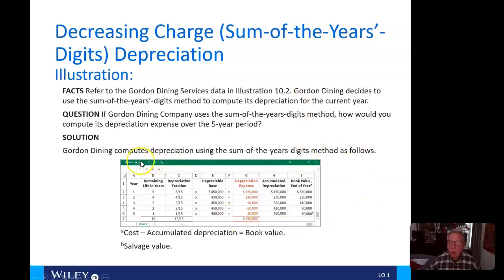Now you can see what we do. We take 5/15, 4/15, 3/15, etc., multiply it through times the depreciable base, and that gives me depreciation expense, and accumulated depreciation can be calculated. Book value will go down to the $50,000 book value.